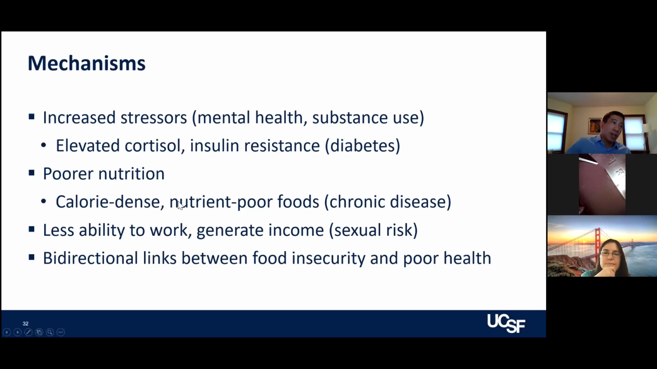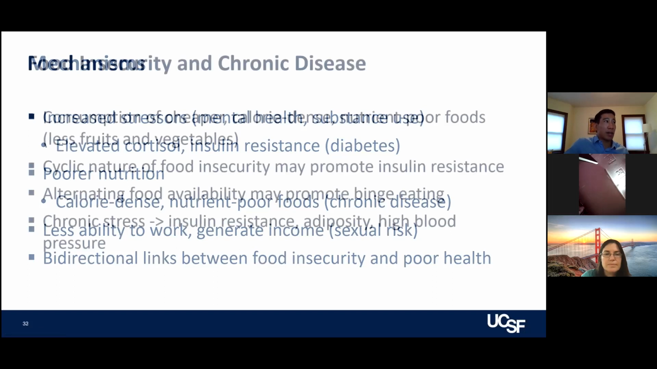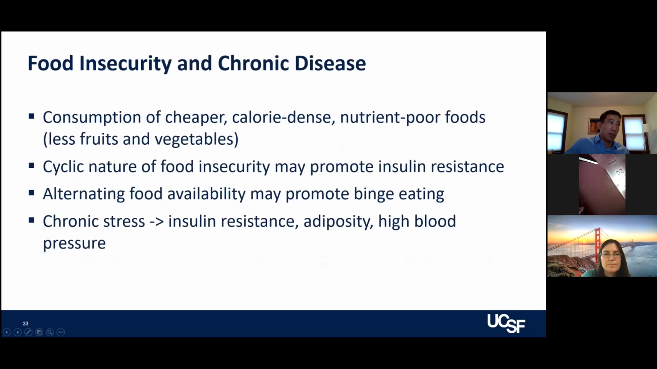Depending on the context, in the US at least, food insecurity is associated with poor nutrition, but not necessarily less nutrition. So people may have more junk foods or calorie dense, nutrient poor foods like processed foods that may be cheaper but less nutritious. And so that could be linked to chronic disease. Also, there's less ability to work or generate income. And there are also bi-directional links, so it could also be the reverse.